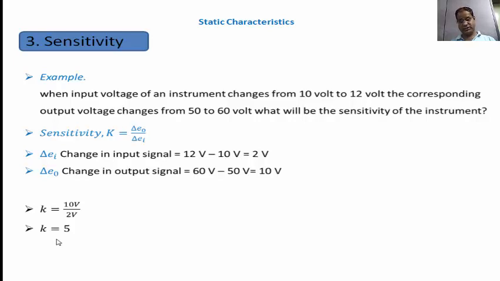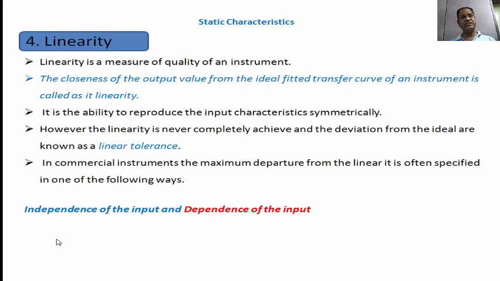So the next characteristic is linearity. Static characteristic: linearity. Linearity is the measure of quality of an instrument. The closeness of the output value from the ideal fitted transfer curve of the instrument is called its linearity.